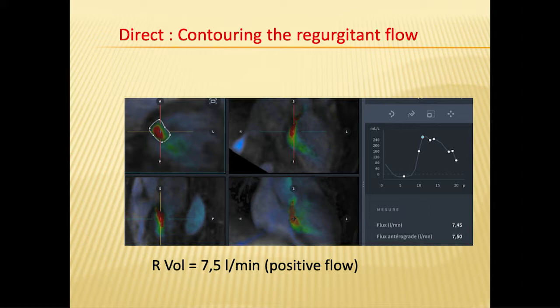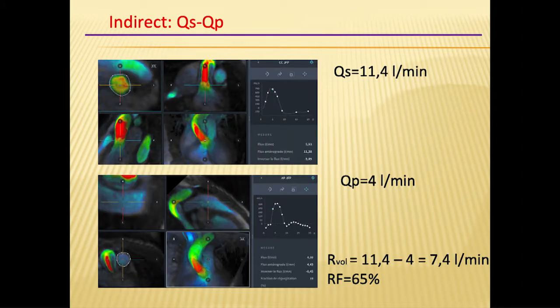So you have your point. And in this case, you have 7.5 liters per minute of regurgitation directly. Now you can, in the same patient, calculate the systemic flow. It's easy. Generally, I'm just below the valve, because this is a point where there is less turbulence. And here you have 11.4 liters per minute.